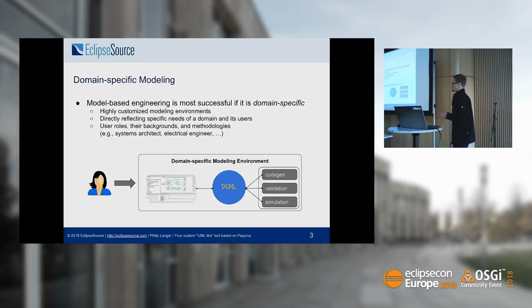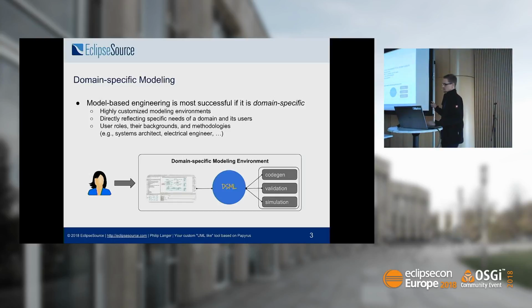So building a domain-specific modeling tool is really about customizing an existing generic tool so that it directly reflects the specific needs of a particular domain and, of course, its domain users. And that, of course, requires us to take into account their roles, their backgrounds, their methodologies, processes, and so on. And it's easy to imagine that this will result in a different tool, whether you are catering for a software architect, a systems architect, or an electrical engineer, right? They need different ways of describing their systems.